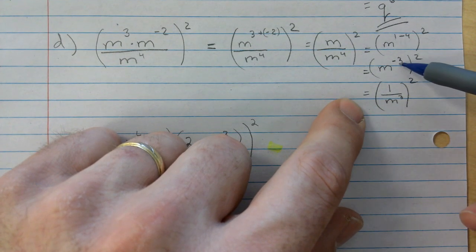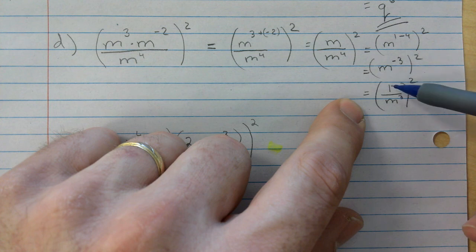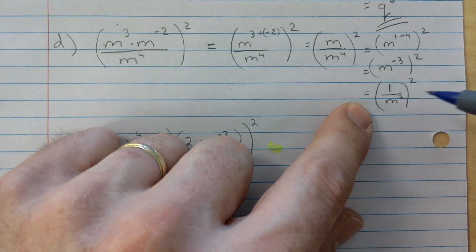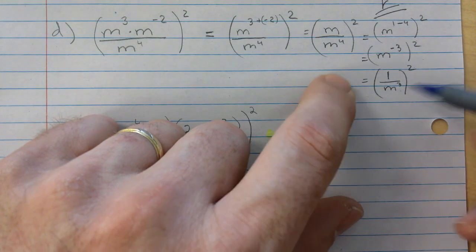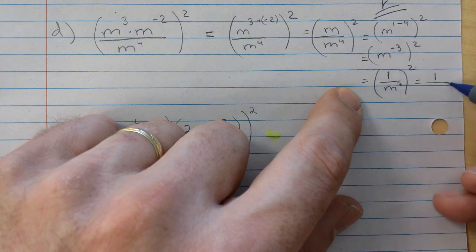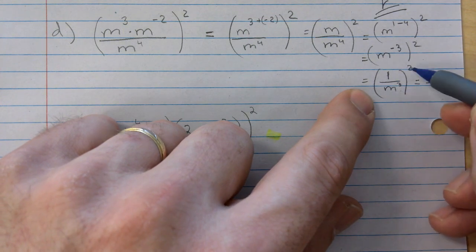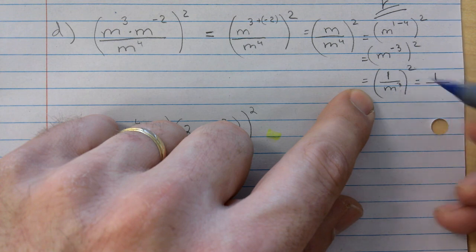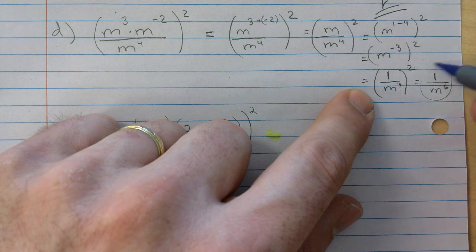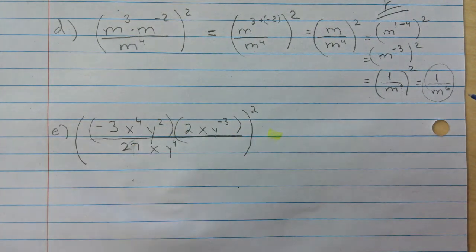Right? If you want the negative to be gone and there's nothing, right, then you just go 1 as a placeholder and you bring the m to the 3 down. Okay? And now you apply the power of 2. 1 squared is just 1. m to the 3 squared is just 3 times 2. That's m to the 6. That's your final answer. Okay?